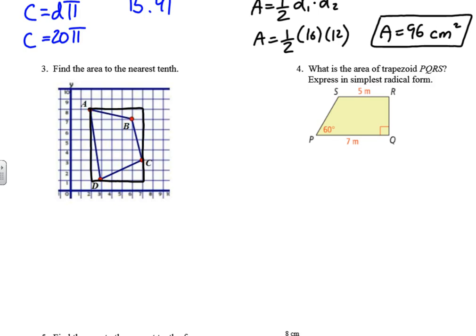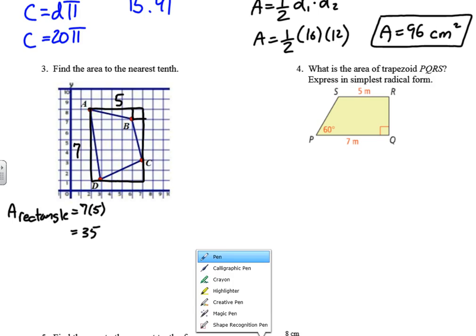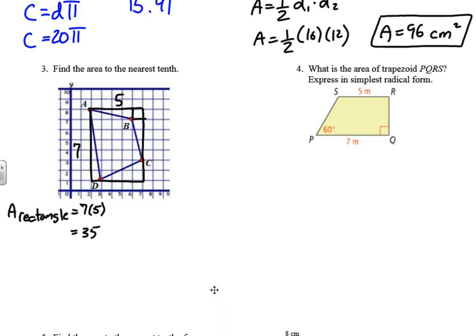So 1, 2, 3, 4, 1, 2, 3, 4, 5, 6, 7. So this has a length of 7. 1, 2, 3, 4, 5. 5. All right, so if I do the area of the rectangle, well, that's going to equal 7 times 5, which is 35. Now, what we have here is a number of different triangles, I'm going to highlight them. This would be a triangle. This right here would be a triangle. This would be a triangle. This would be a triangle.